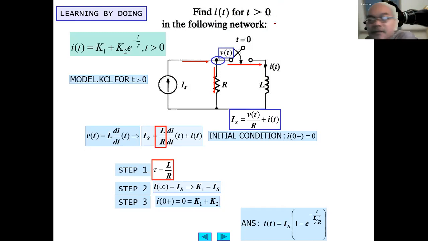Is it clear so far? Any questions? Okay.